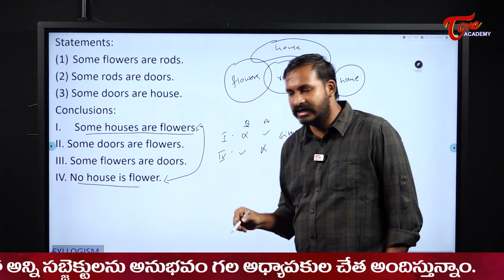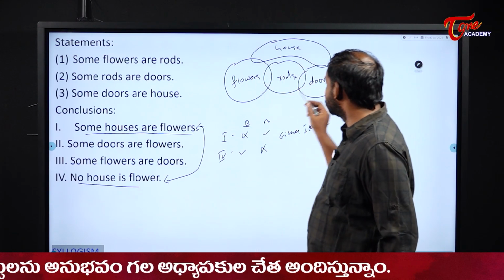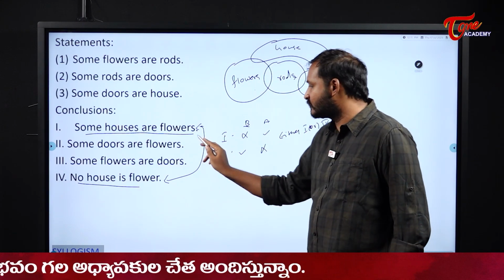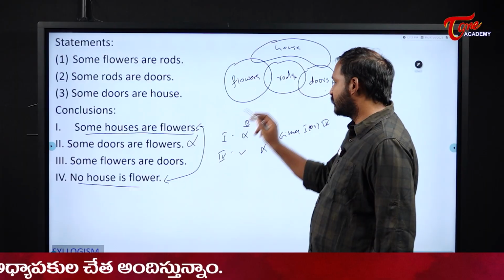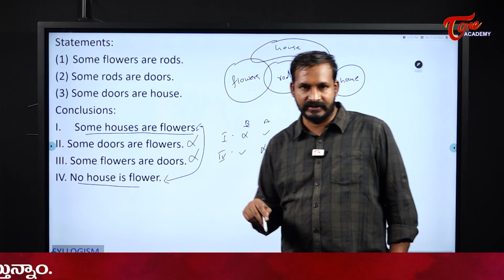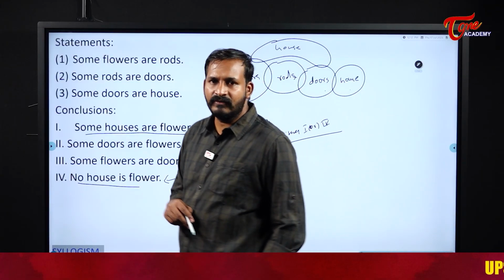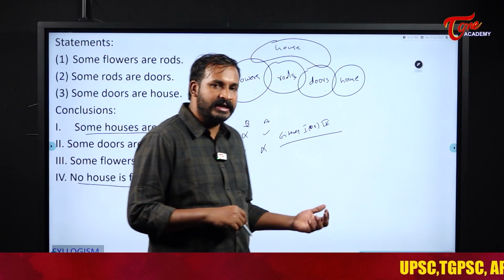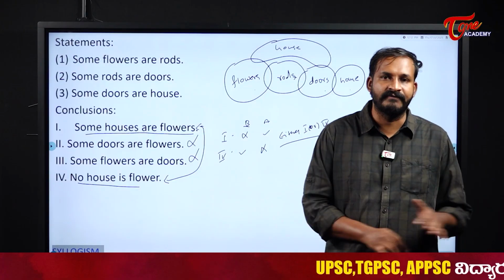That is very clear for us here. Okay, now come to the second and third conclusion. Some doors are flowers. Is there any relation between doors and flowers? No. Some flowers are doors. That one is also false. So, what will be our answer? Either 1 or 4 follows here, and the remaining 2 conclusions are not following for us here.